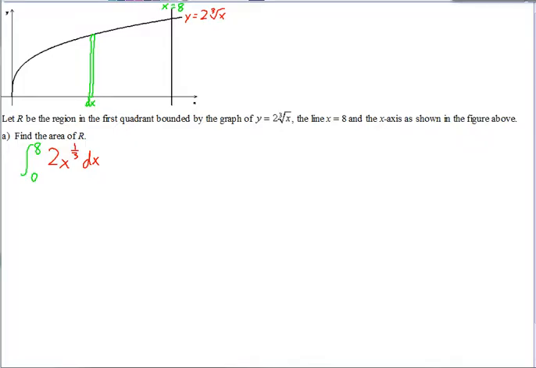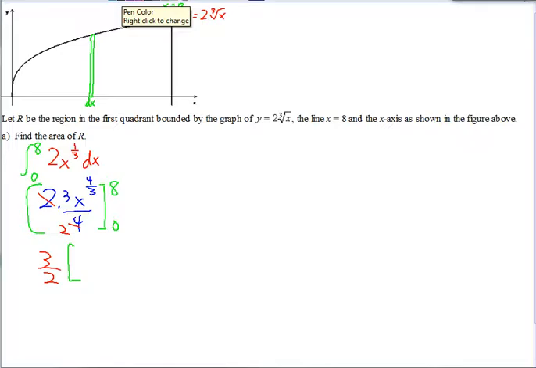So if we integrate that, we get 2 x to the 4/3 divided by 4/3, which is the same as multiplying by 3/4, from 0 to 8. Pull out the constant there. 2 goes into 4 twice, so you get 3 halves on the outside. And then if we switch that to radical form, that would be the cube root of x to the 4th. So we got 3 halves.